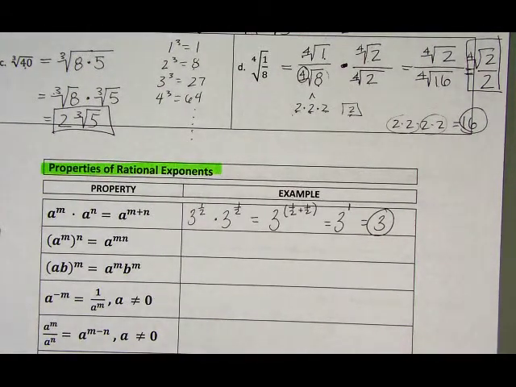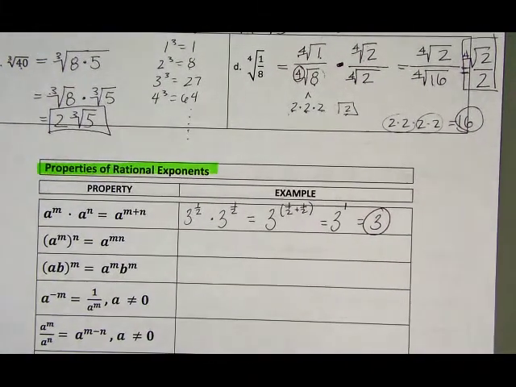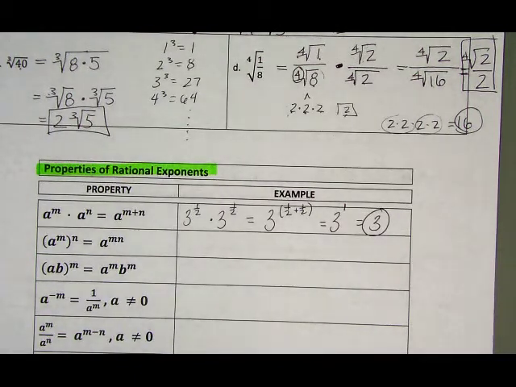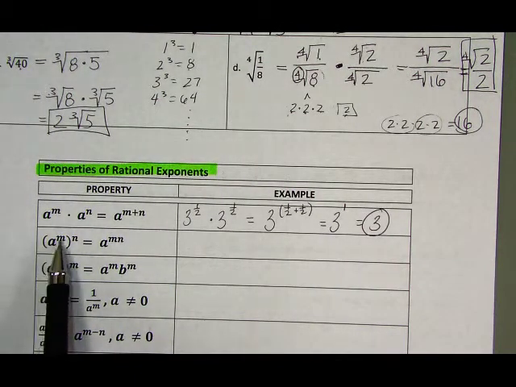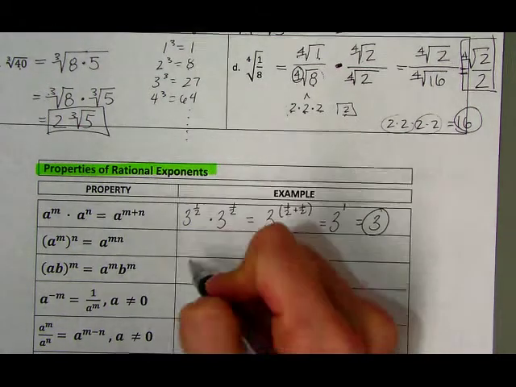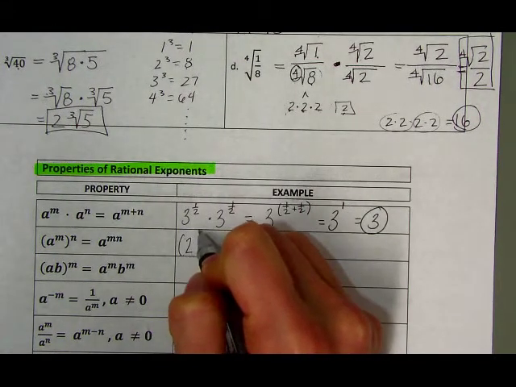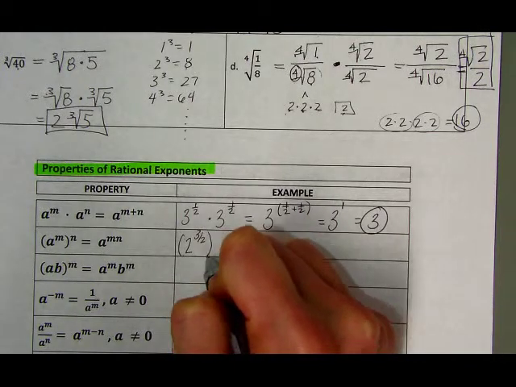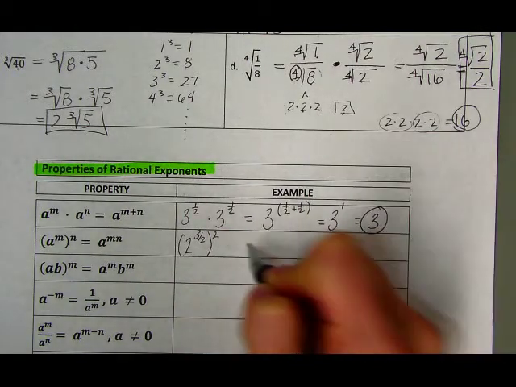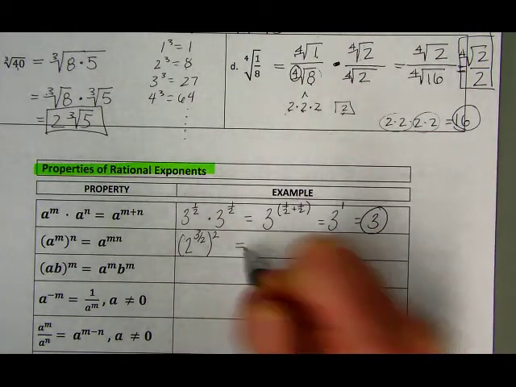In the next property, we have an exponent being raised to another exponent. So in this case, we have a to the m power all being raised to the nth power. When we have a situation like this, we know that we're going to multiply our two exponents together. So let's look at an example. If we have 2 to the 3/2 power raised to the second power, what would we do here?